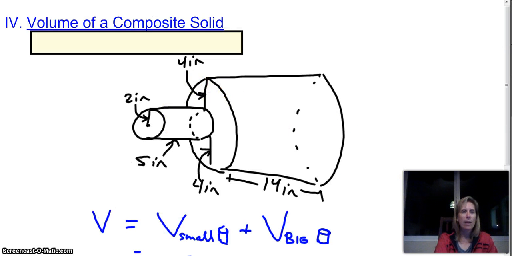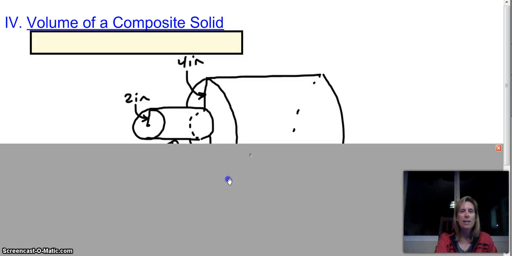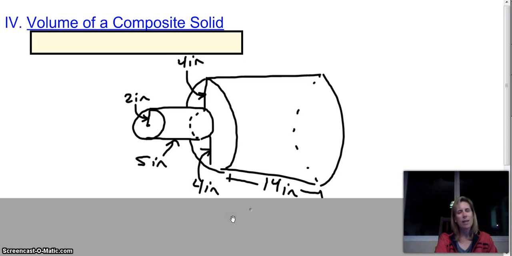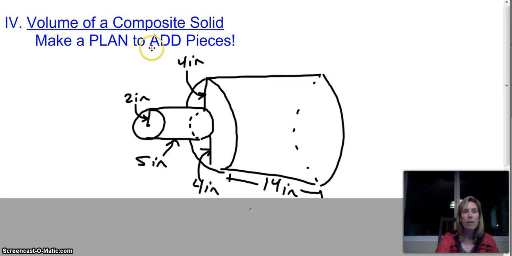We're now going to find the volume of a composite solid. Okay? So look at this solid. It's not the best picture, but what do these figures look like? These figures look like a small cylinder attached to a large cylinder. So when we have a composite figure, what do we do? We make a plan to add the pieces, and in some cases we subtract pieces. So in this case we're going to add pieces, a small cylinder and a large cylinder.